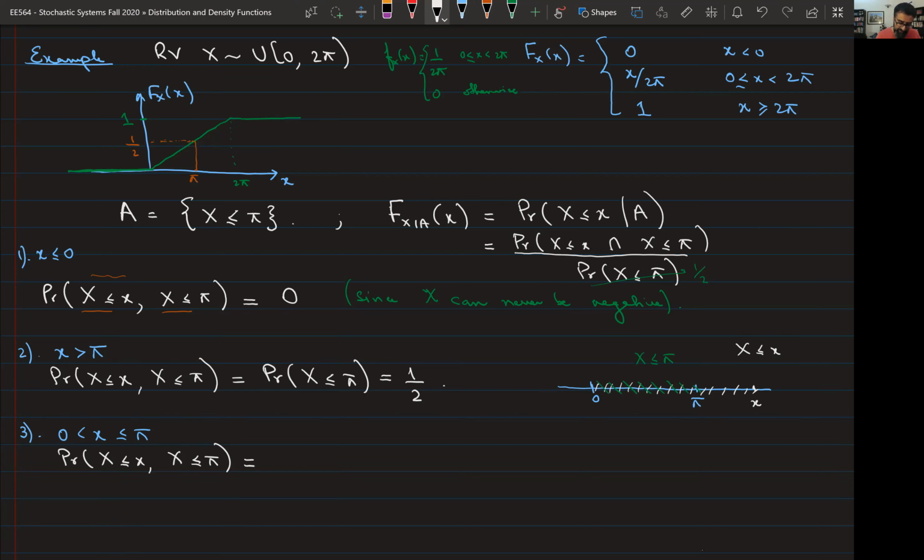If I look at the number line, now, what I have here is this is 0 and this is pi, and where's x? Small x is here. And this is the event that capital X is less than or equal to small x. And this is the event capital X is less than or equal to pi. What is the intersection of these two events?